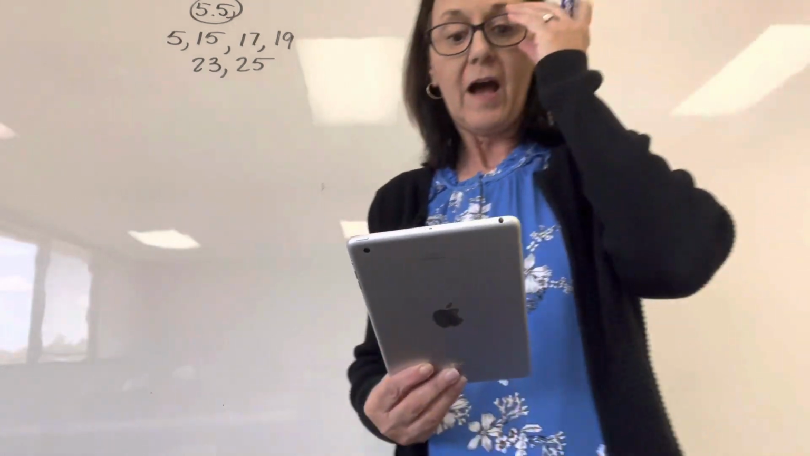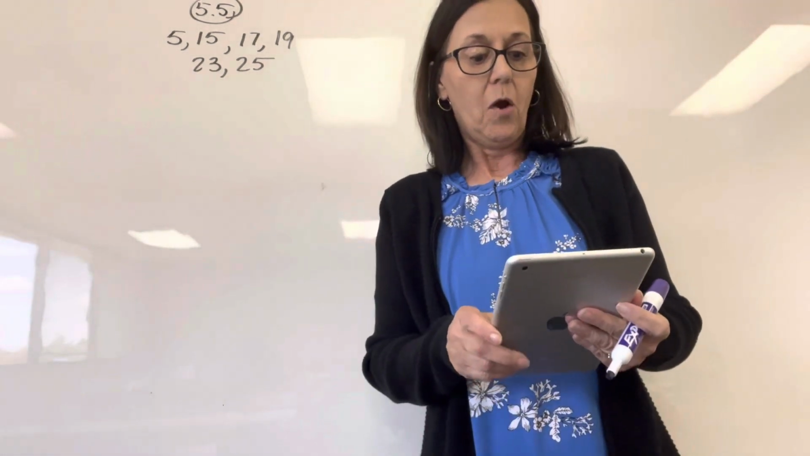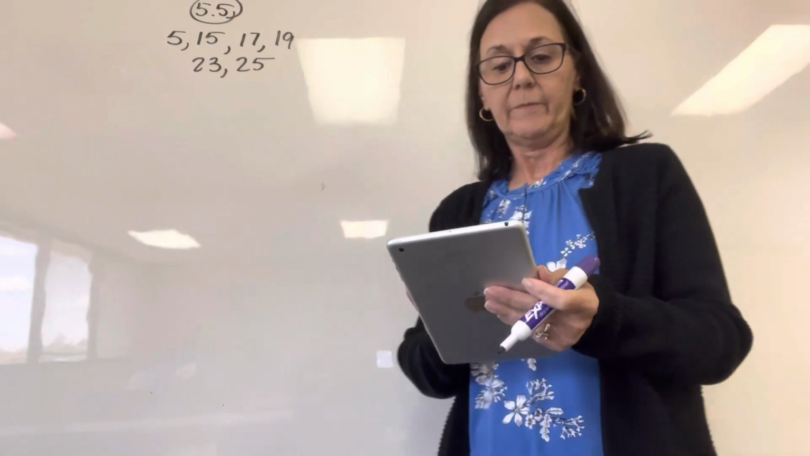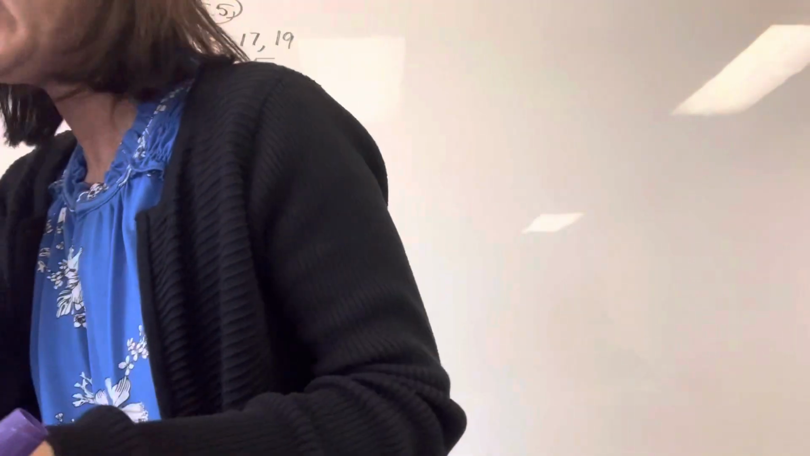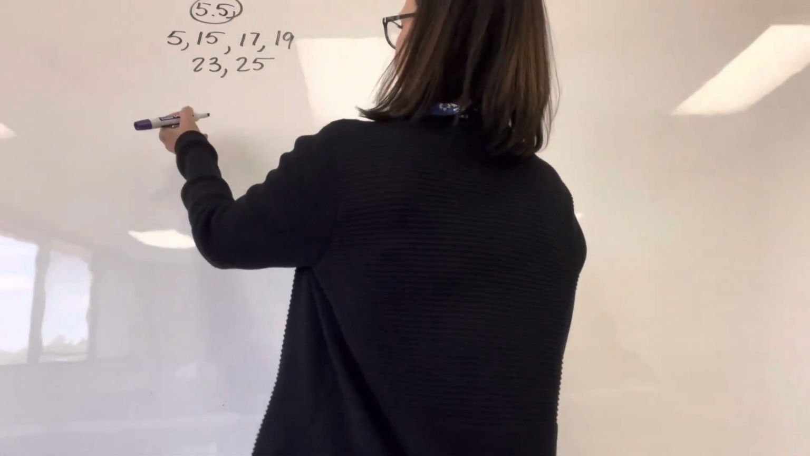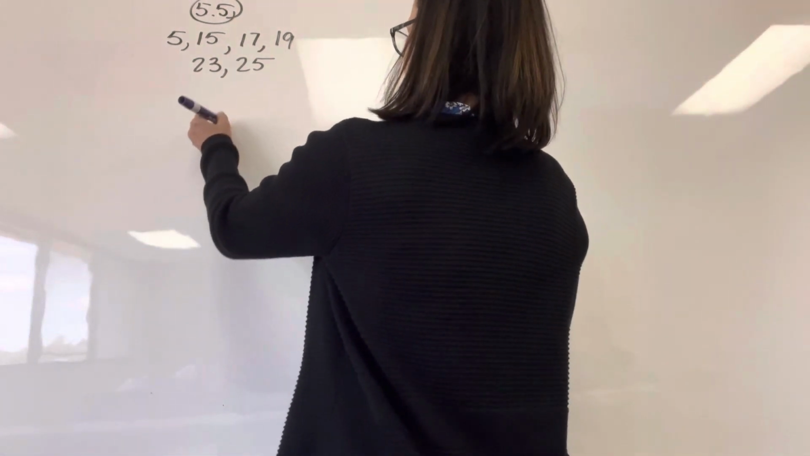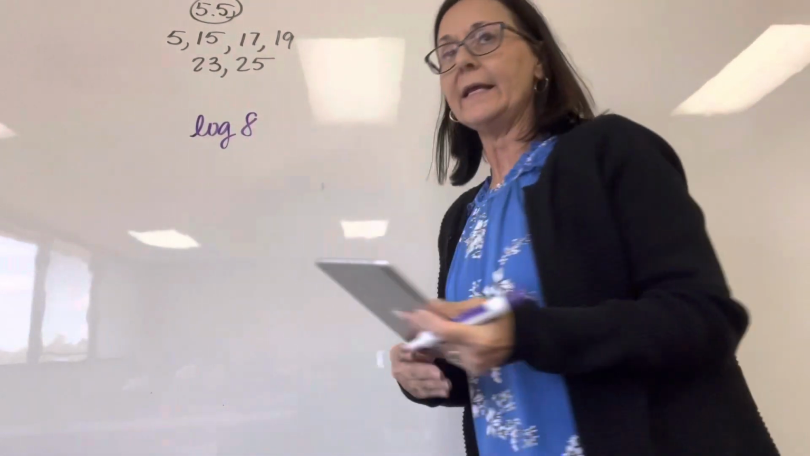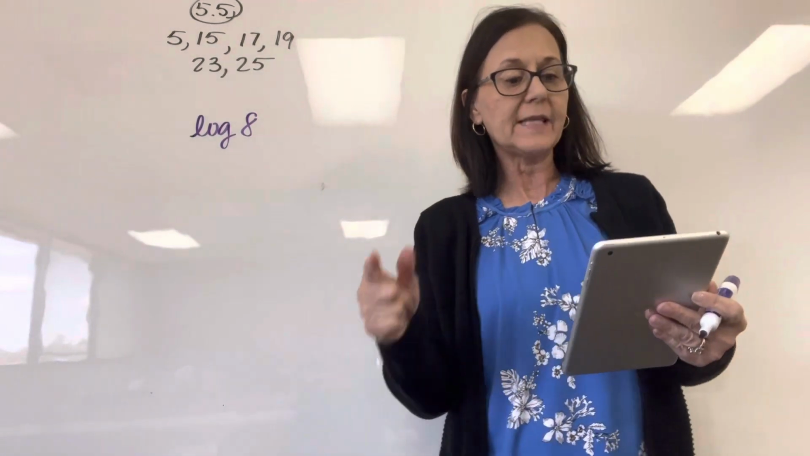Right, this is chapter 5, lesson 5, homework. It's on the board starting on, what page are we on? 369. Number 5 is the log of 8, using the numbers that are above.